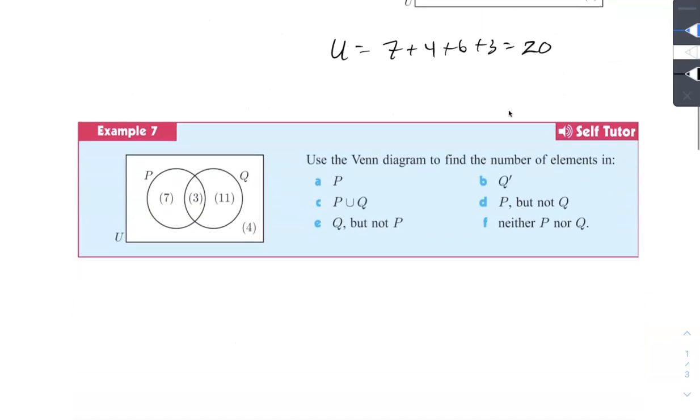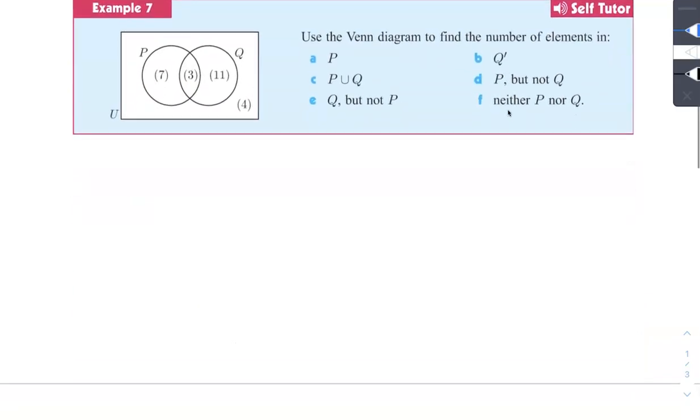Okay, let's do an example. Use a Venn diagram to find the number of elements in P. So look, here's my set P. Remember, set P should be the whole circle here. So that's going to be 10. It's the whole circle.